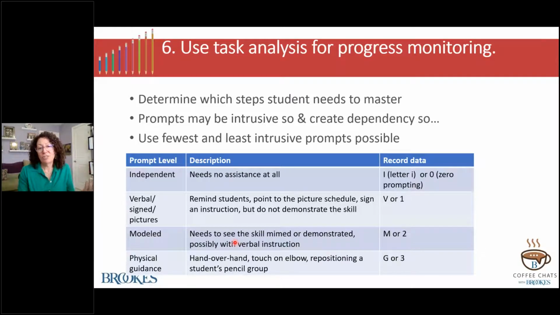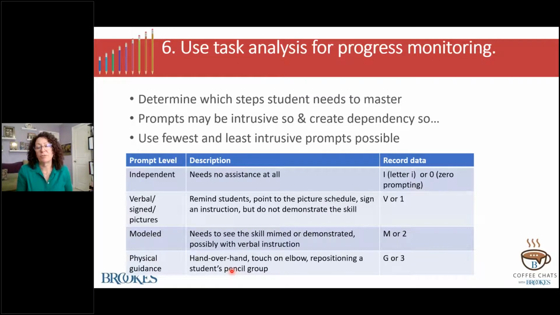A modeled prompt is the next most intrusive. So that would be maybe saying to them what they need to do as well as showing, so miming that skill. And then physical guidance is the most intrusive thing we do. We are literally getting into that child's space to help them move forward. A lot of special education teachers are quite familiar with using hand over hand, touching the child's elbow, repositioning their fingers in a pencil grip, maybe using toothpaste, putting your hand over their hand to help them apply the right amount of pressure to squeeze the toothpaste out.